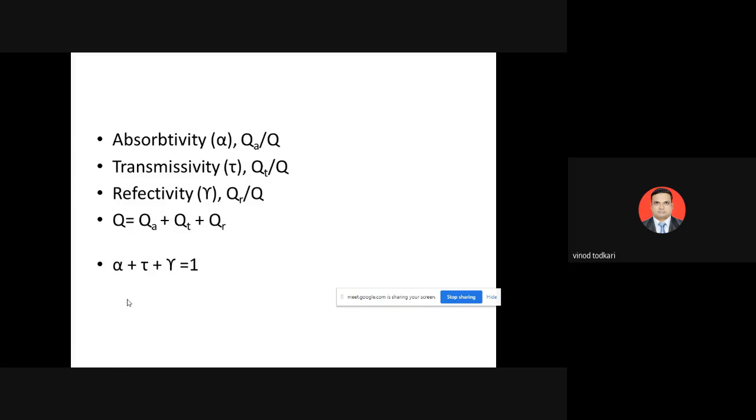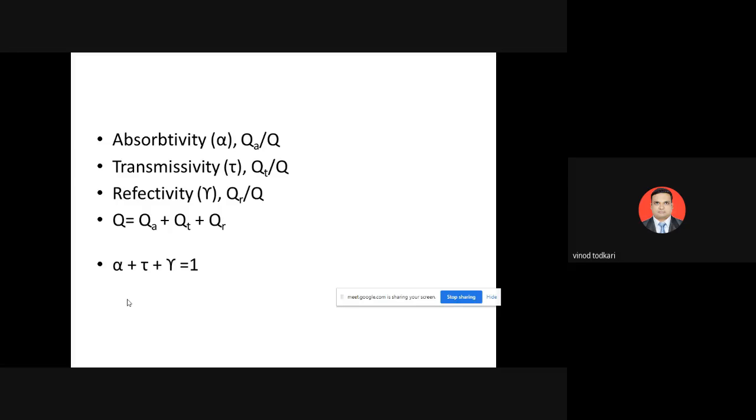Then we have seen the concepts of absorptivity, transmittivity, and reflectivity. The fraction of total energy incident which is absorbed is called absorptivity, which is transmitted is called transmittivity, and which is reflected is called reflectivity. They are denoted by alpha, tau, and gamma. Alpha is absorptivity, tau is transmittivity, and gamma is reflectivity.